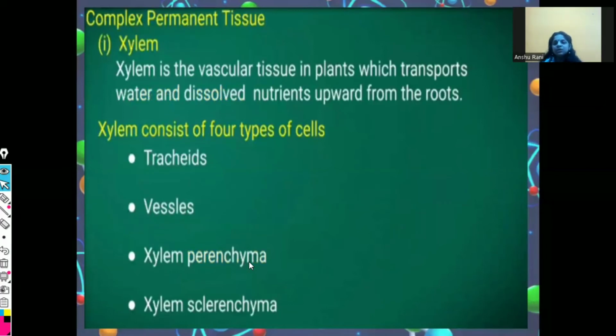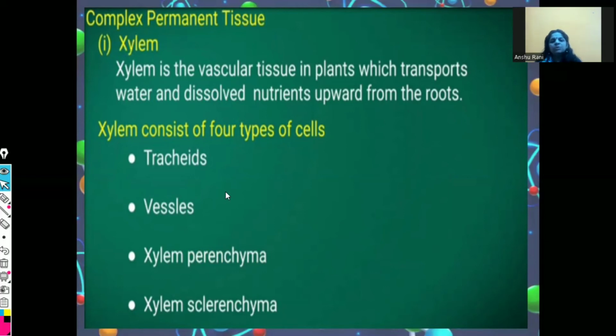Xylem, जमीन से, जाइलम जमीन से मिनरल्स और वाटर को एब्जॉर्ब करके प्लांट के दूसरे पार्ट्स तक लेके जाता है. एंड फ्लोएम फूड को लीव से बाकी के सारे प्लांट में ट्रांसपोर्ट करता है. So xylem is vascular tissue in plants which provides water and dissolved nutrients upward from the root. Root से जमीन से xylem minerals को water को ऊपर लेके जाएगा.